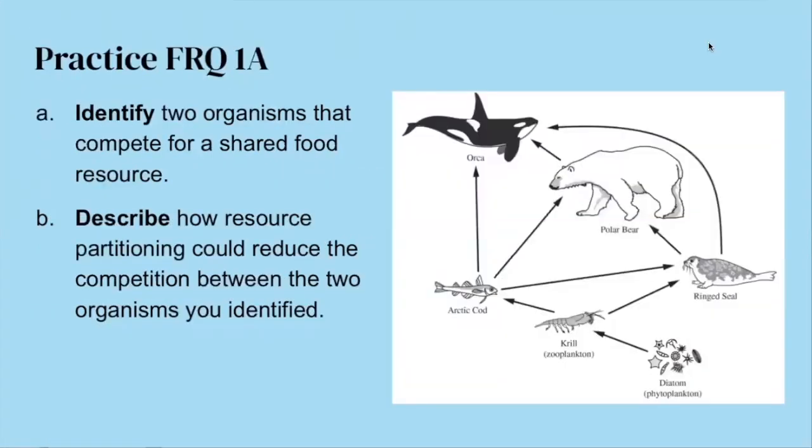All right, so for your first practice FRQ for this section, you're going to be looking at this food web. I want you to identify 2 organisms that are competing for a shared food resource. And then I want you to describe how resource partitioning could reduce the competition between the 2 specific organisms that you identified.